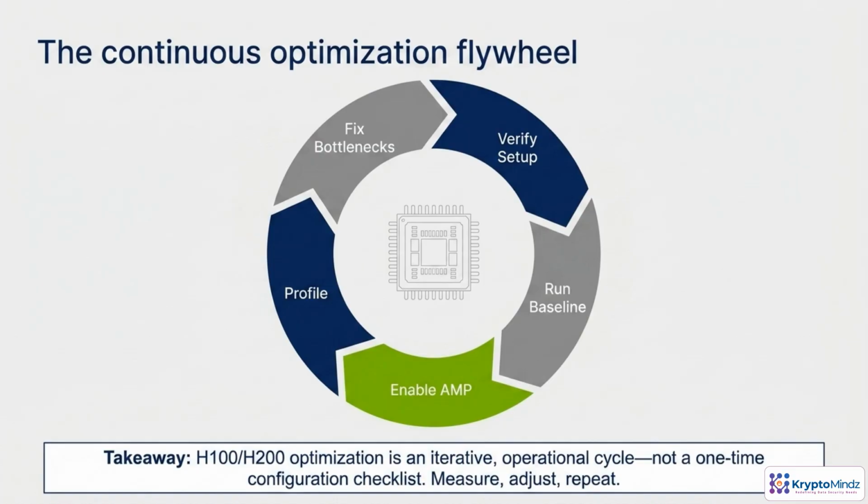Think of H100 and H200 performance as a flywheel you keep spinning, not a box you check once. First, confirm your environment is healthy and your model trains correctly. Then capture a clean baseline so you know what normal looks like. Next, enable mixed precision or AMP to light up tensor cores. After that, profile to see where time and memory are really going, fix the bottlenecks you find, and loop back. Measure, adjust, and repeat throughout the project.